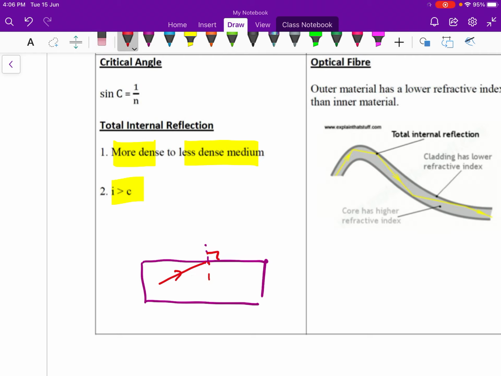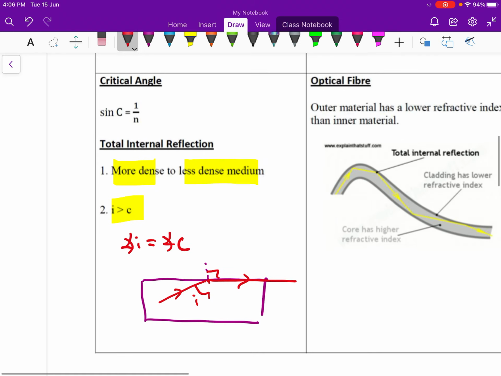So let's draw a normal. This is the angle of incidence. As long as my angle of incidence is greater than my critical angle, the light will get reflected in this particular manner. If my angle of incidence is exactly equal to the critical angle, my light ray will just travel along the boundary of the glass block, like this. So this is for your total internal reflection.